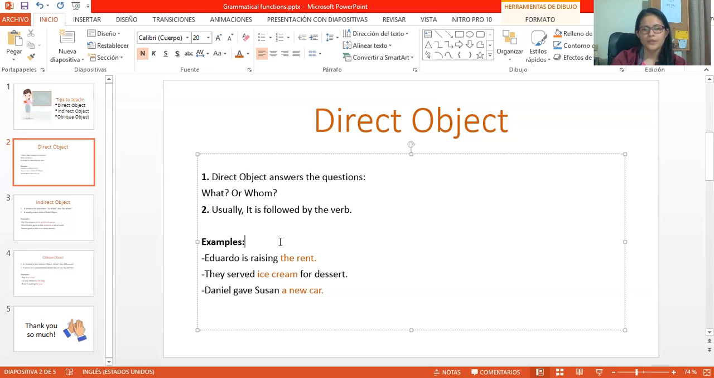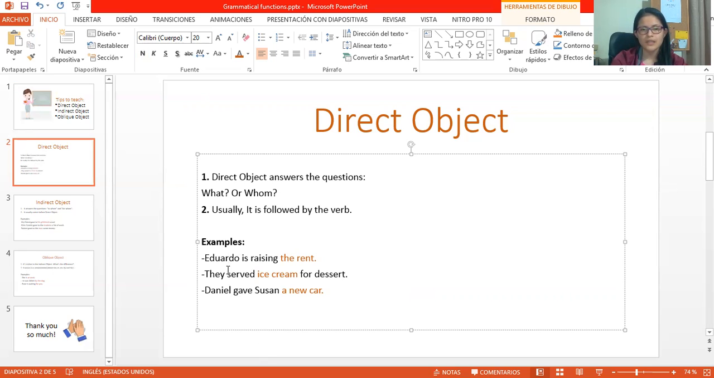Examples. First example is Eduardo is raising the rent. What's the subject in this sentence? Eduardo. What's the verb? Is raising. And what's the question? The question is: Eduardo is raising what? The answer will be the rent. So the direct object will be the rent.